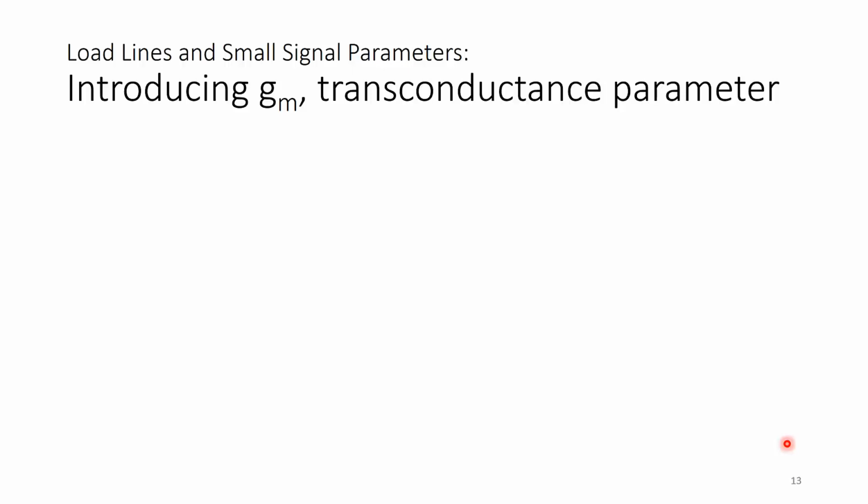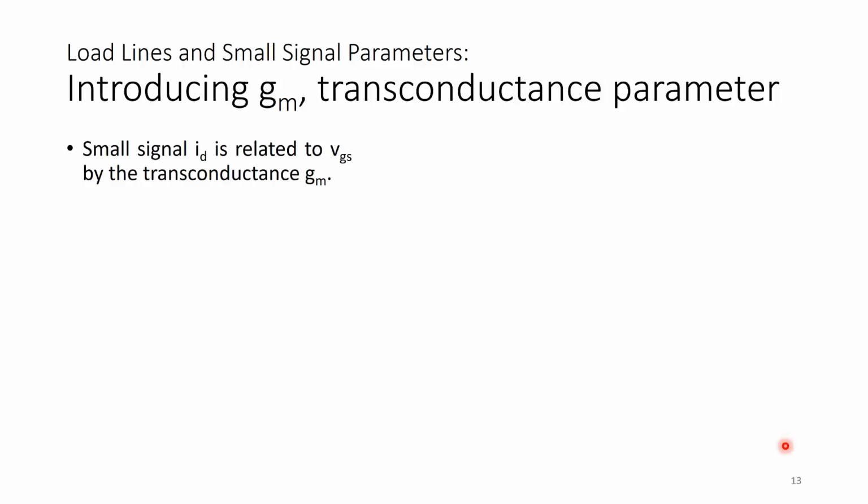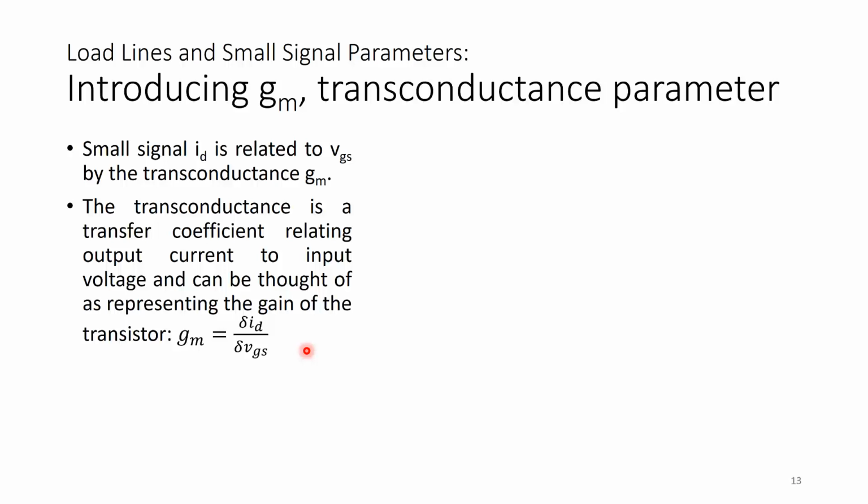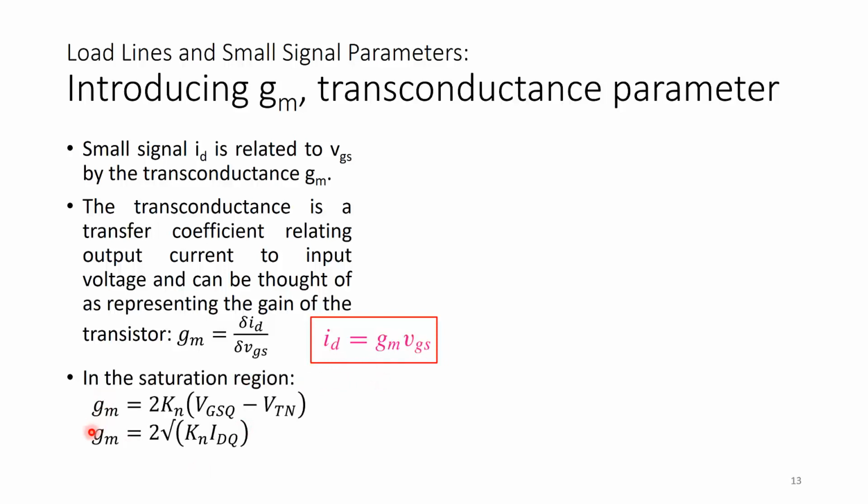Alright, introducing the transconductance parameter. Small signal id is related to vgs by the transconductance gm. The transconductance is a transfer coefficient relating output current to the input voltage and can be thought of as representing the gain of the transistor. So we usually look at gm as in id equals gm vgs. And in the saturation region, from our previous findings, if we differentiate the expression of ID with respect to VGS, we get gm equals 2Kn (VGSQ minus VTN), or gm equals 2 square root of Kn IDQ.